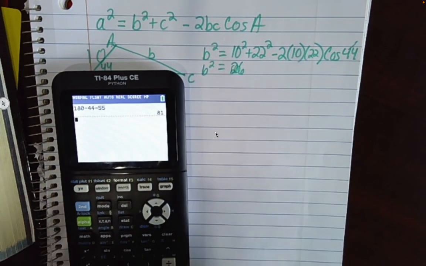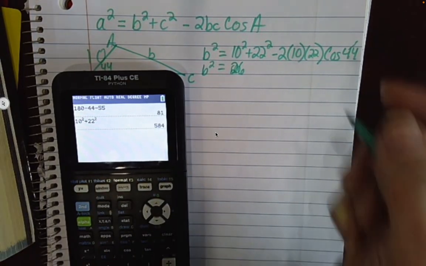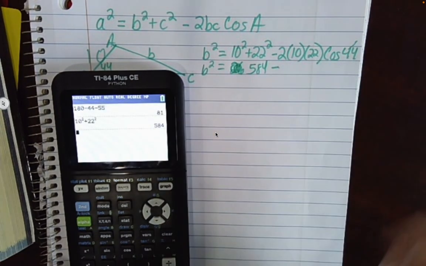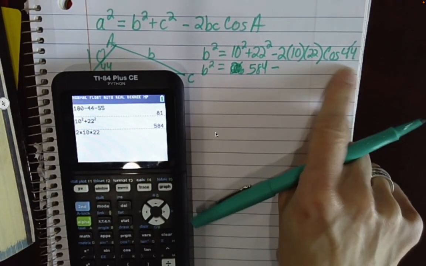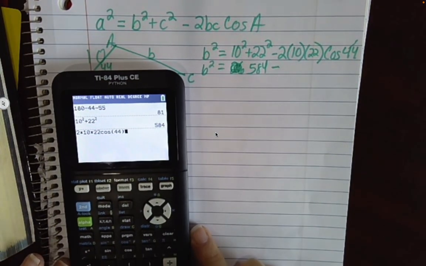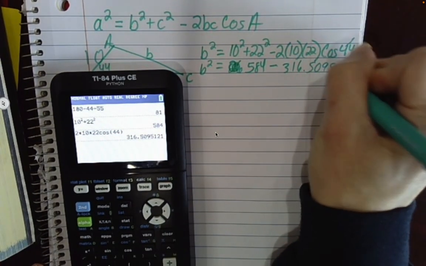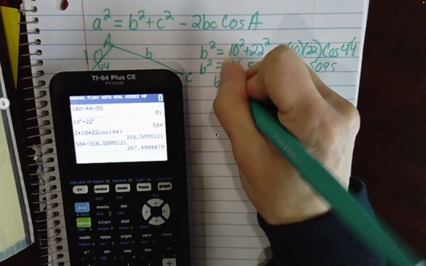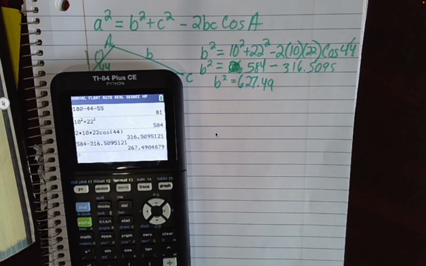Okay, so I'm just going to do 10 squared plus 22 squared. And I get 584. Okay, minus 2 times 10 times 22 times the cosine of 44. I'm just multiplying those things together. Times cosine of 44. Okay? And I get 316, and that might be what you got. So I'm going to do 584 minus that. And I get, same thing you got. That makes it easy. So you can just type the whole thing in. Sometimes you have to be careful with your calculator.